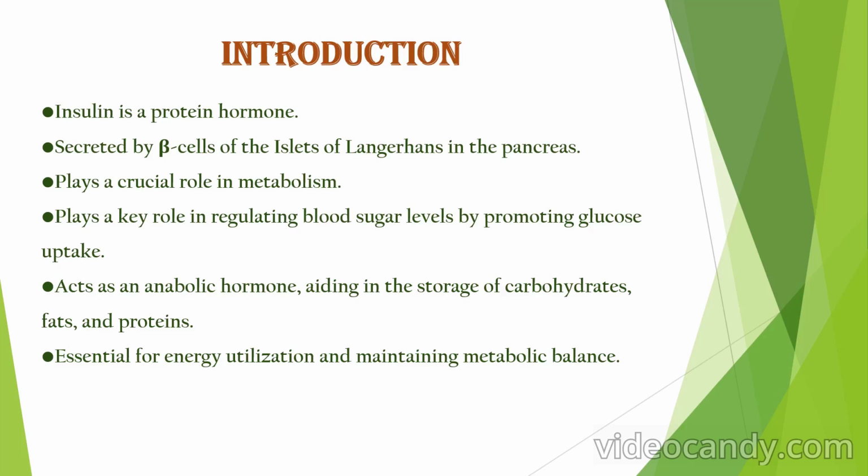It plays an important role in metabolism, causing increased carbohydrate metabolism, glycogenesis, glycogen storage, fatty acid synthesis, triglyceride storage, amino acid uptake and protein synthesis. Thus, insulin is an important anabolic hormone which acts on a variety of tissues. Major target tissues of insulin are muscles, liver, adipose tissue and heart. And it is essential for energy utilization and maintaining metabolic balance.